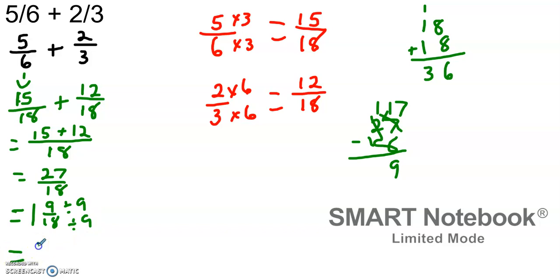So I'm left with one whole number. 9 divided by 9 is 1. 18 divided by 9 is 2. So I know that my final answer is 1 1/2. Remember, between the whole number and the fraction, there is that decimal. So we use the word and when we separate the whole number from the fraction. So it's 1 and 1/2.